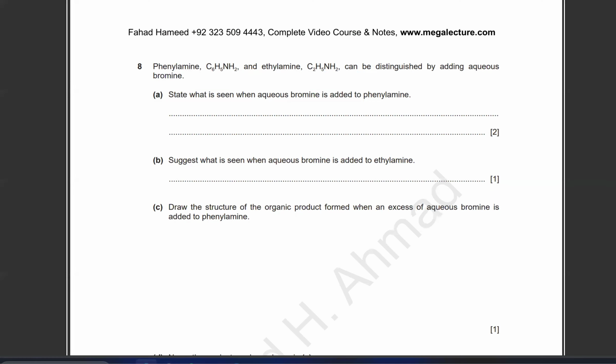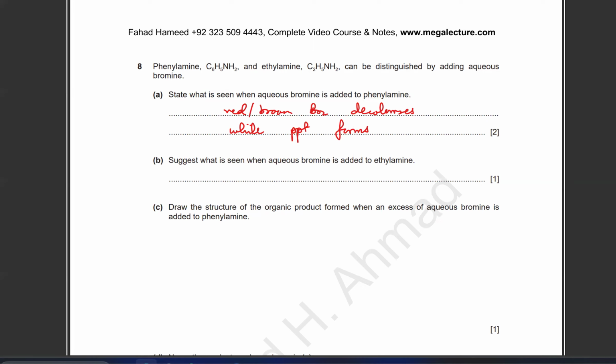So there are two observations. Br2, red brown bromine, decolorizes. Okay, that's one. And a white precipitate forms. Is that clear? Yes, sir.